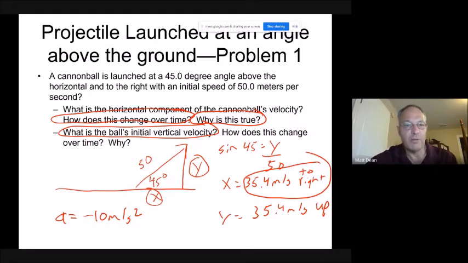Before I go any further, because there's some more parts to this problem, are there questions on these first two parts by anybody? All right, let's go to the next part then.